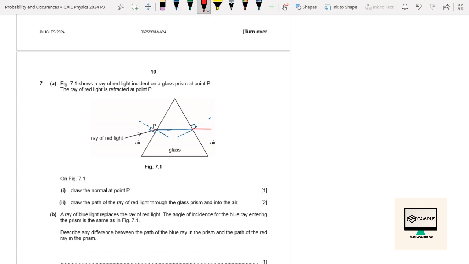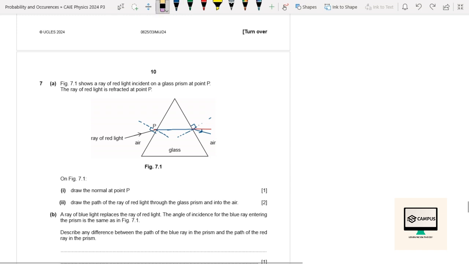So let me quickly draw it again. So this is the normal here, this one, it will move away from the normal. So this is again an indication. Okay. And just for a quick revision, the angle of refraction is the angle from normal. Yeah, this is the angle of refraction. Similarly, this is the angle of refraction. This is just for the revision purposes.